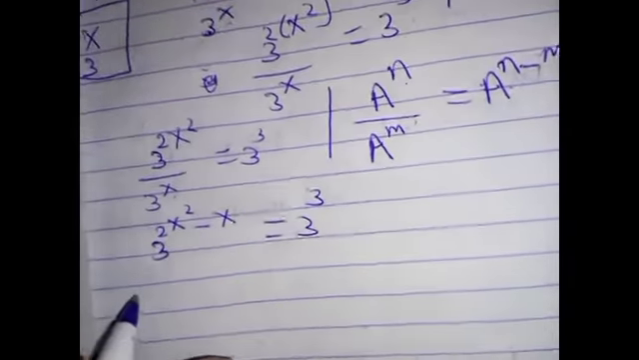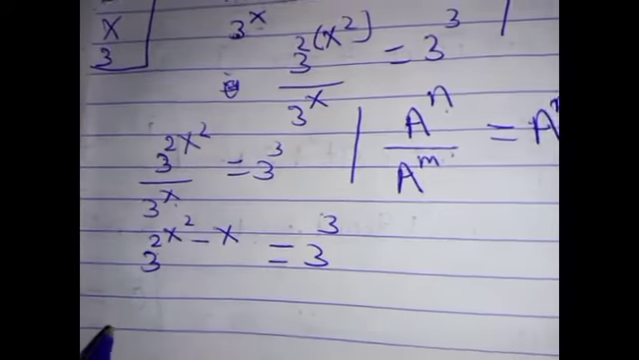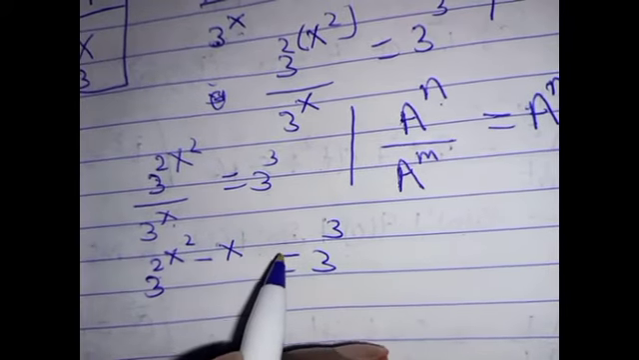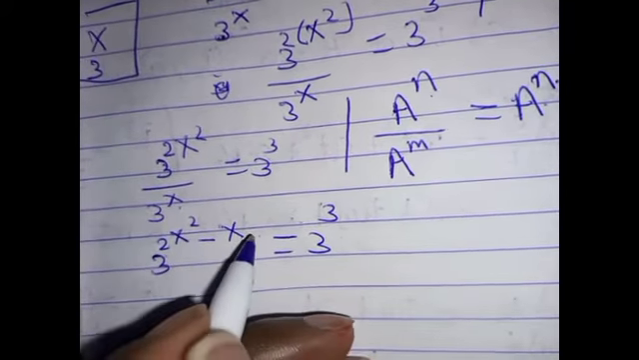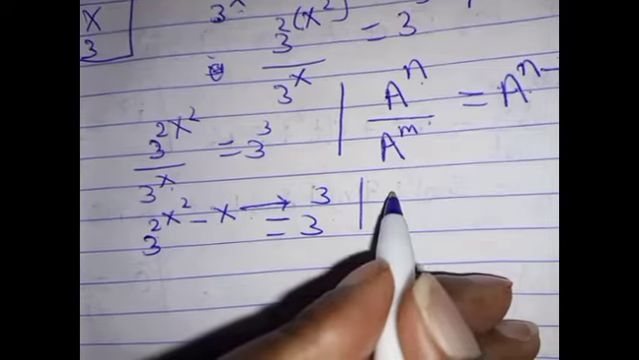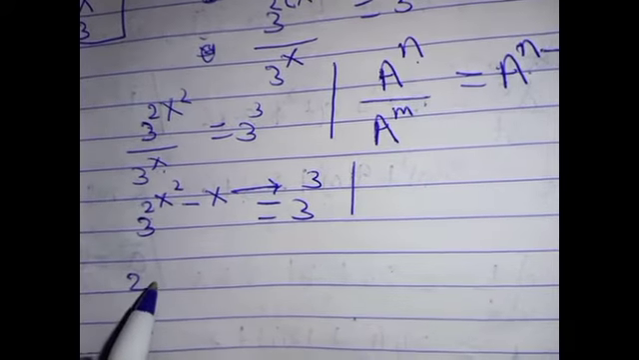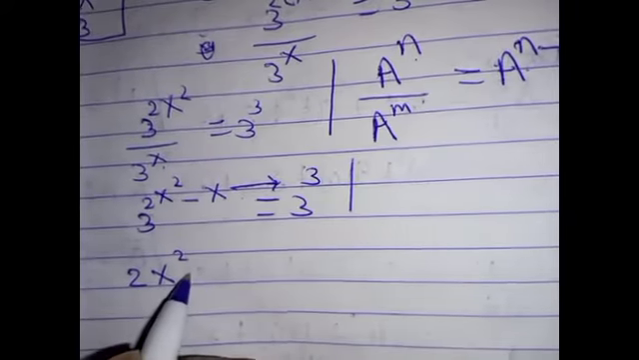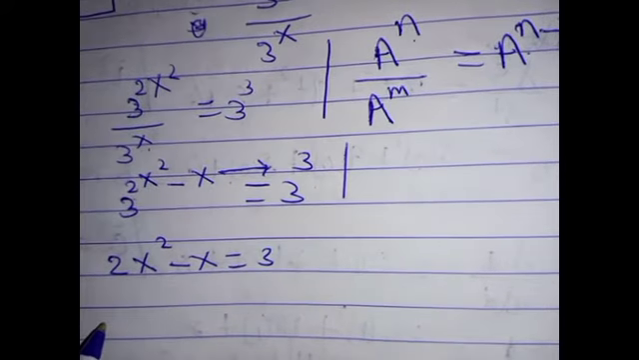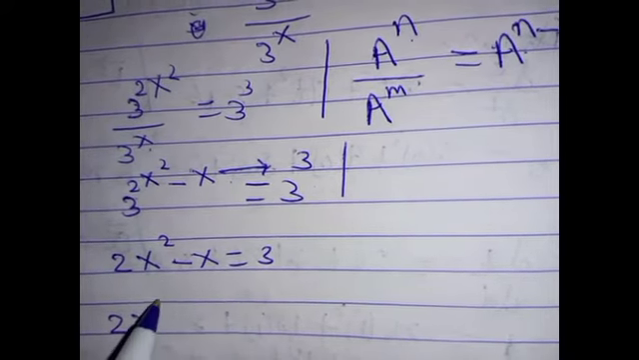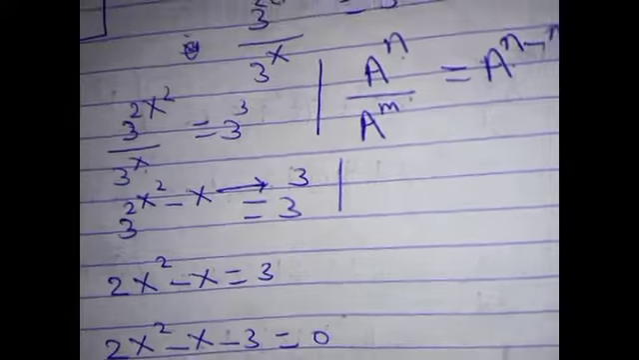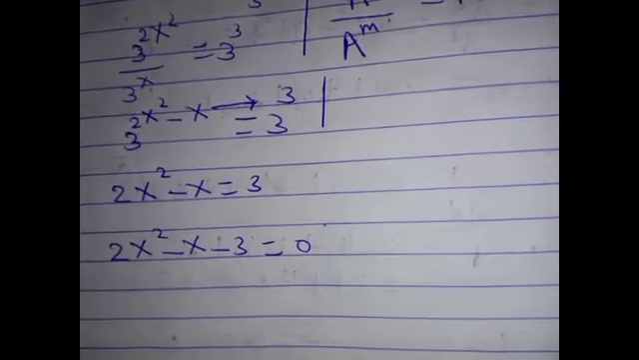Then from there now, we are going to apply the fact that when the bases are equal, we can equate the index. So we are going to equate the index here. So we shall have 2x squared minus x is equal to 3. So we subtract 3 from both sides to give us 2x squared minus x minus 3, which is equal to 0. So this is a quadratic equation.